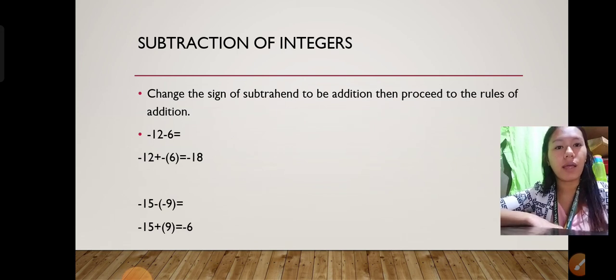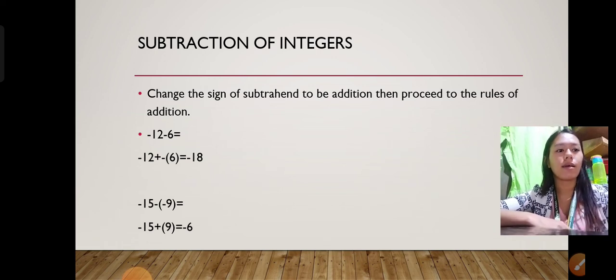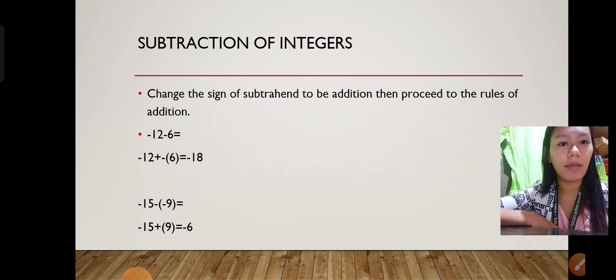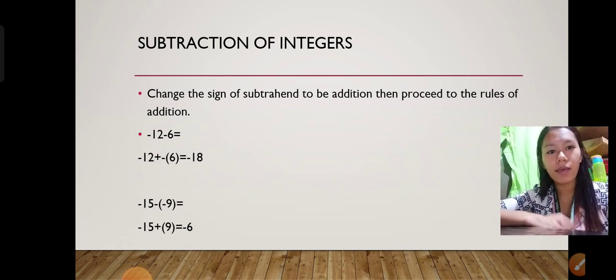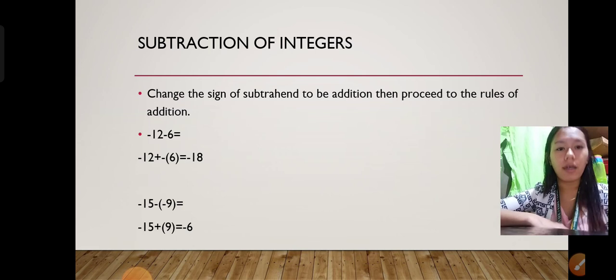So, negative 12 plus negative 6 is equal to negative 18, since both have negative signs, our answer is also negative. 12 plus 6 is equal to 18, so negative 18. Then, second is negative 15 minus negative 9.